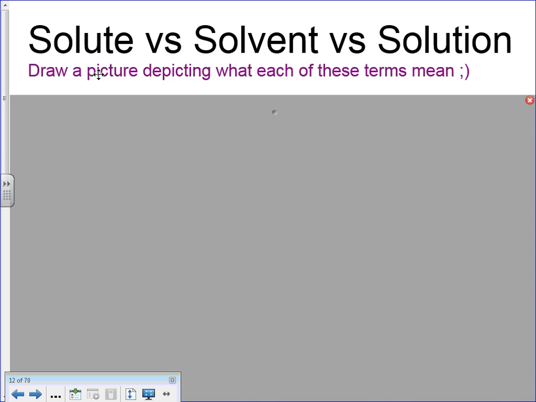Okay, so we should realize solution is the total, yes? Your picture should indicate a total solution of solvent and solute together in some way or form. Always remember the solute is the smaller amount, and this is the body, right? So the smaller amount is the solute, and then the solvent is the larger amount. And I'm going to call this hydrofluoric acid, because hydrofluoric acid dissolves bodies.